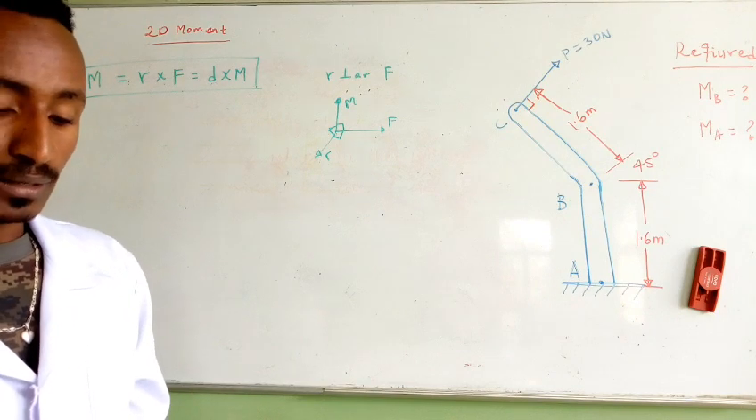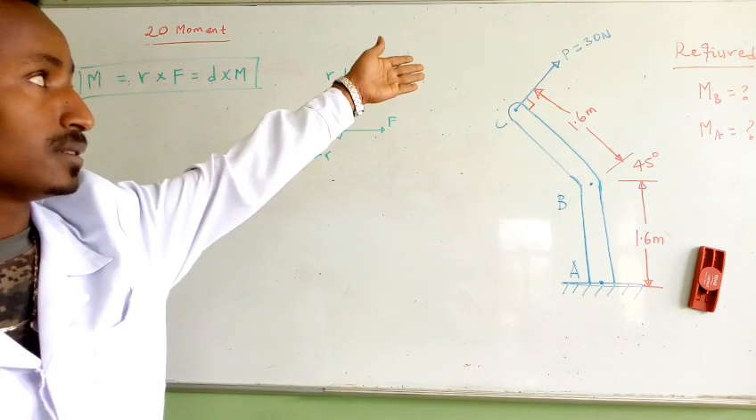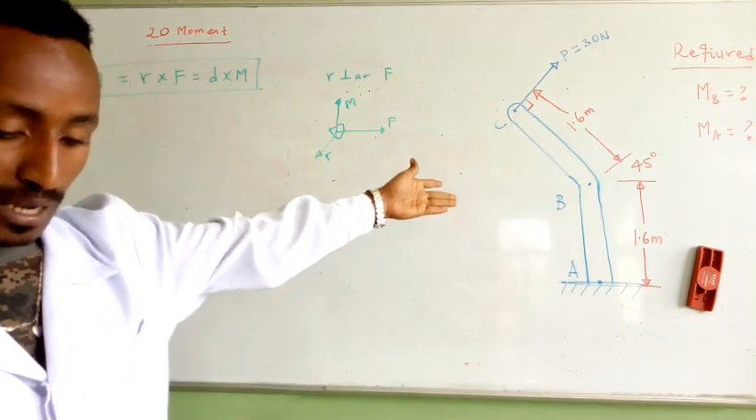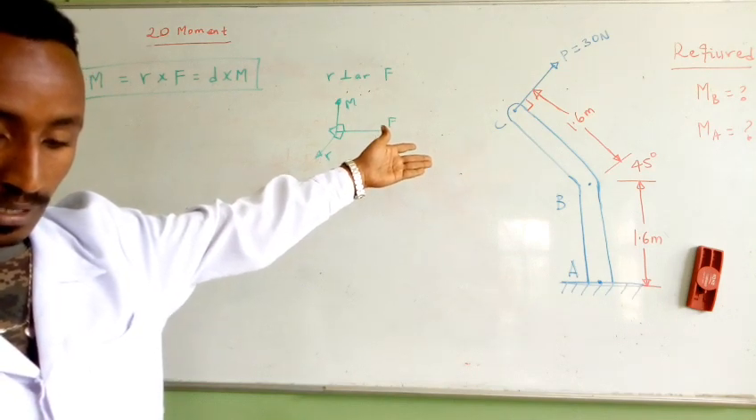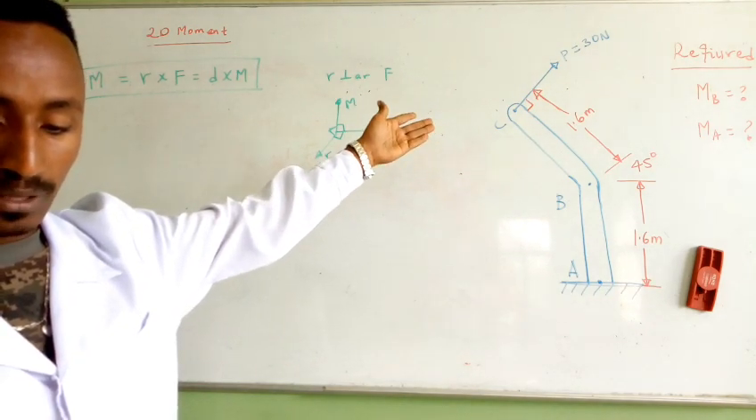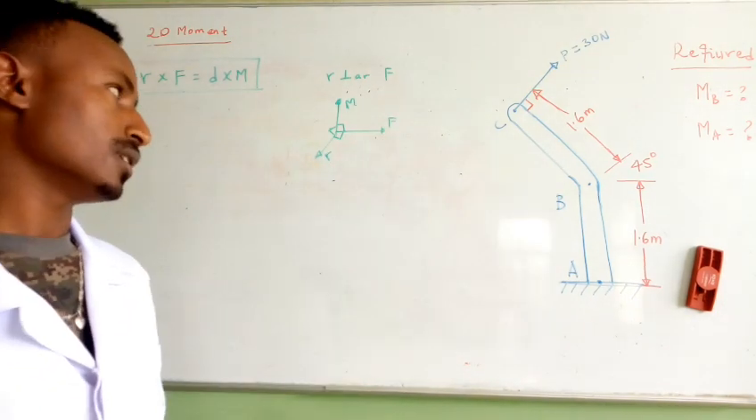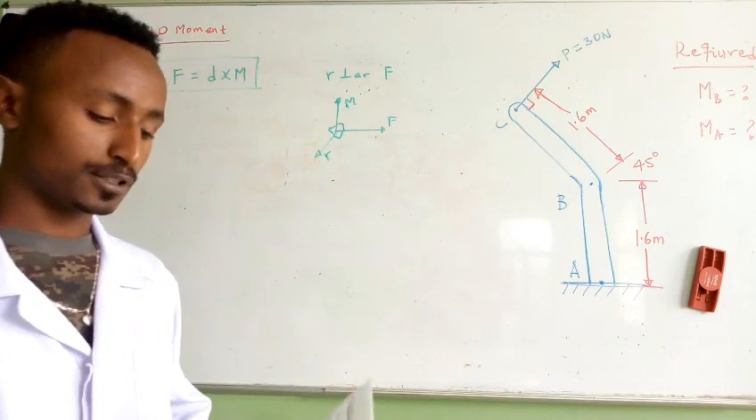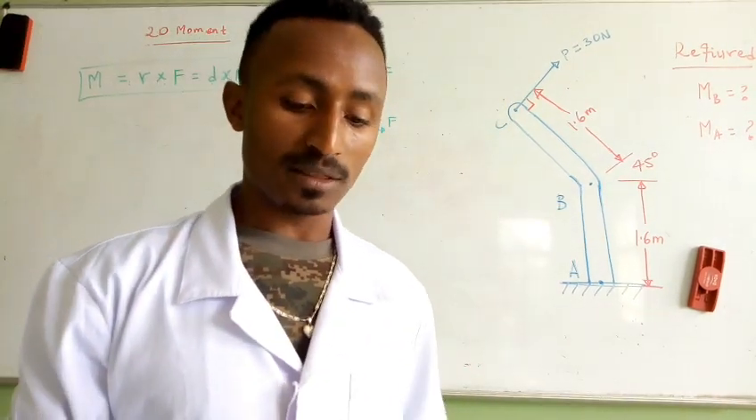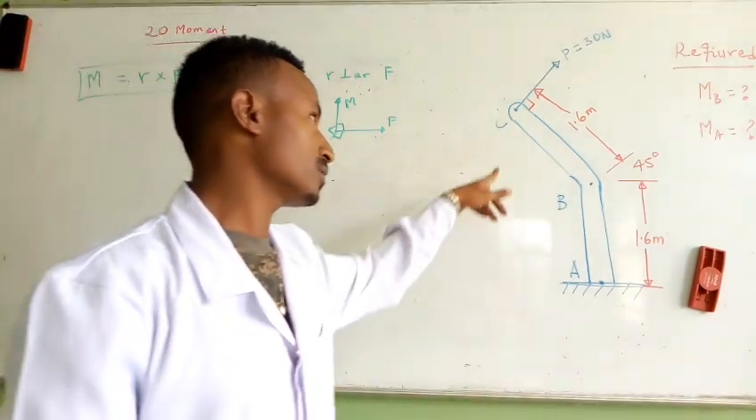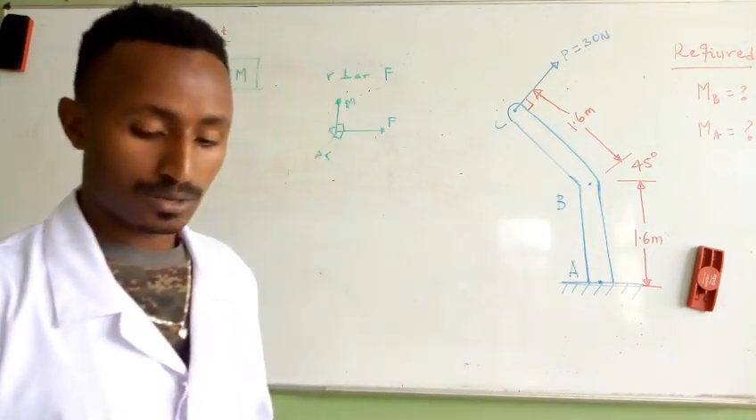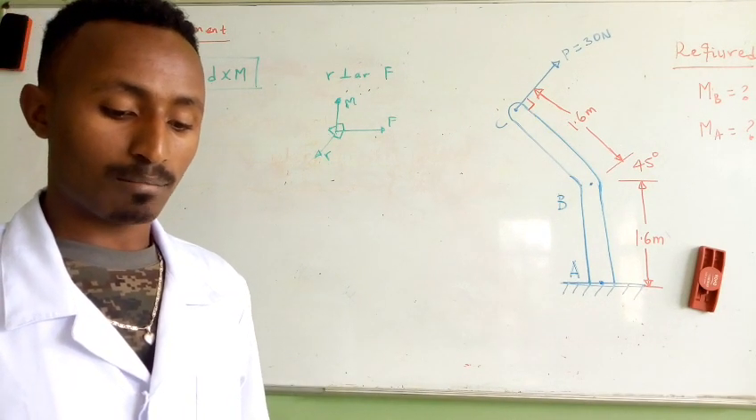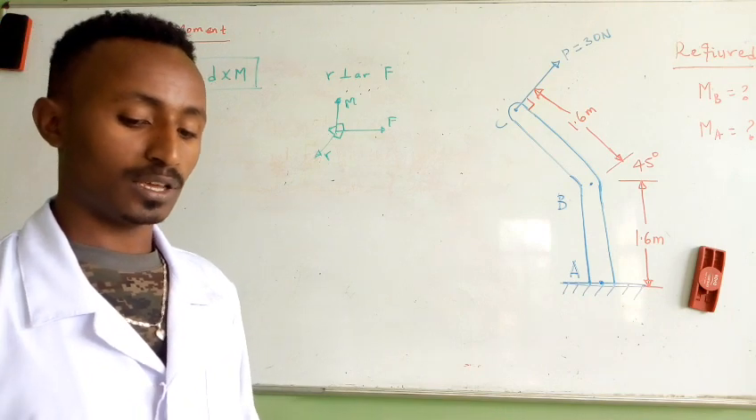Okay, it says that a 30 Newton force P is applied at the top of the bent bar, perpendicular to the portion BC. This force is perpendicular to BC. Determine the moments of P about point B and about point A.